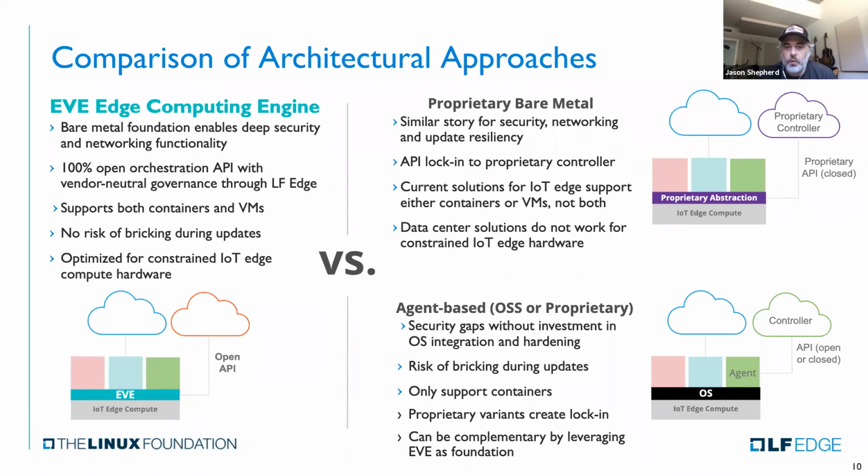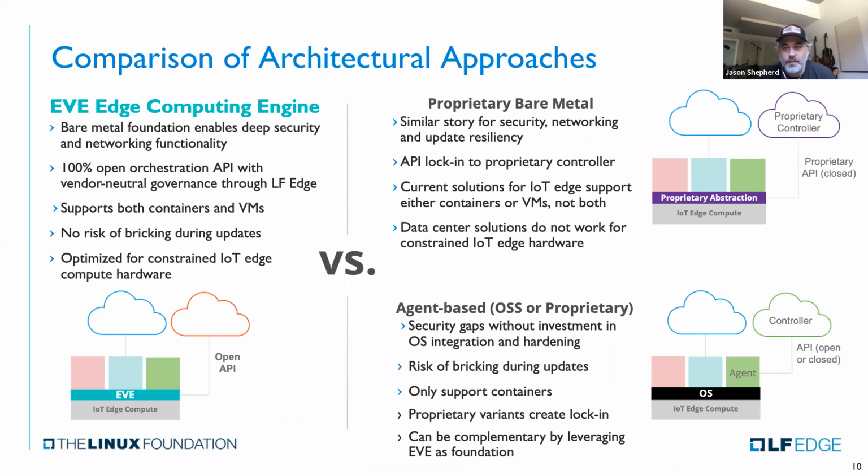Because it's bare metal, there's no risk of breaking during updates. It's at the lowest level of the hardware. It also has access to things like the ports, so you can turn ports on and off to prevent people from tampering with the device remotely. You can do things like distributed firewall, and Roman will talk about that a bit. And it's optimized for devices at the IoT edge.